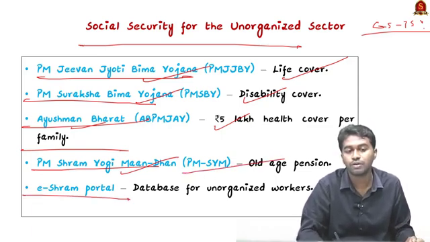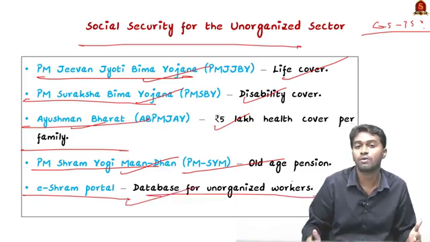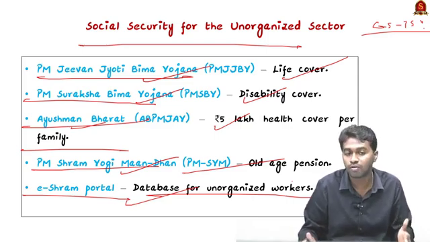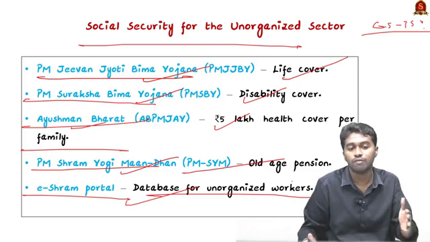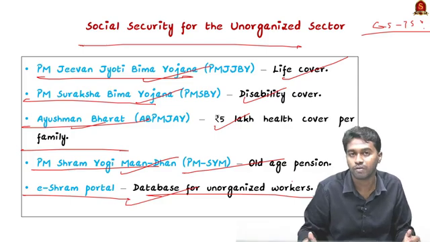And next we have the eShram portal. It is a database of unorganized workers. So we know that the data of the unorganized workers is very important for targeted intervention from the government, and this eShram portal is for that, and you can register through this eShram portal and you can get the benefits from the government.